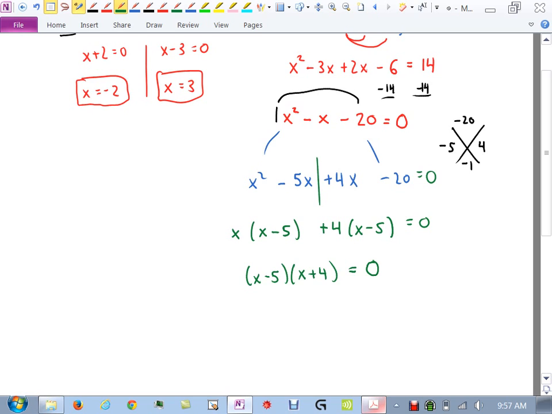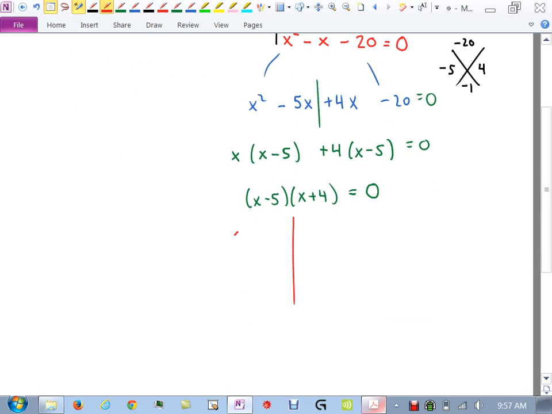Now you can apply the zero factor property. So what will the two answers be here? 5 and negative 4. So this is where we would split it. X minus 5 equals 0. X plus 4 equals 0. And solve. X is 5. X is negative 4. Okay?